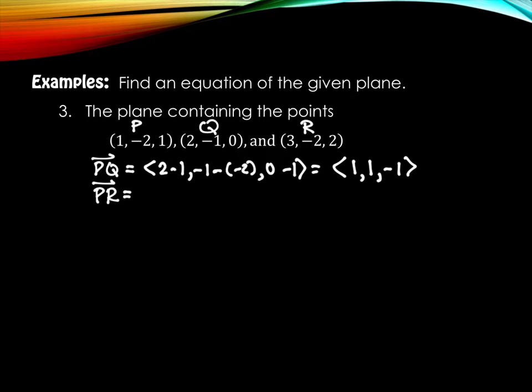Okay, so PR is going to take the ending point R and go back to P. And so I have 3 minus 1, negative 2 minus negative 2, and 2 minus 1. So the first one is 2, second one is 0, and then the last one is 1. Okay, everybody good so far? We've got the direction between two pairs of these points.